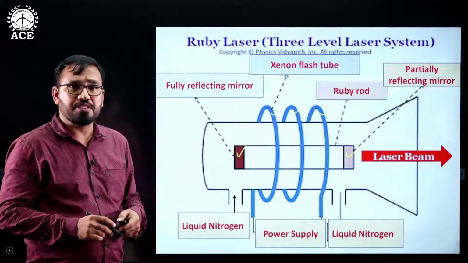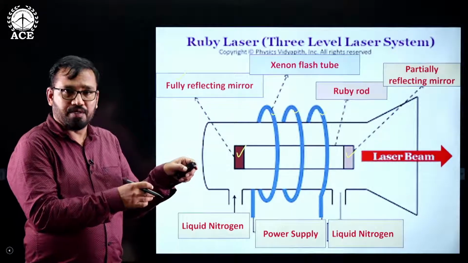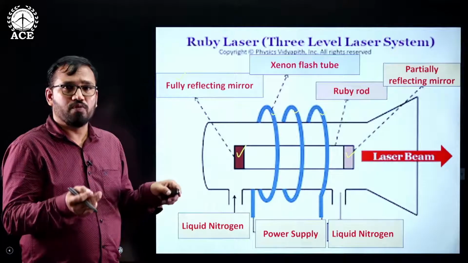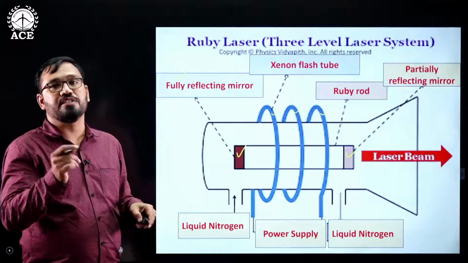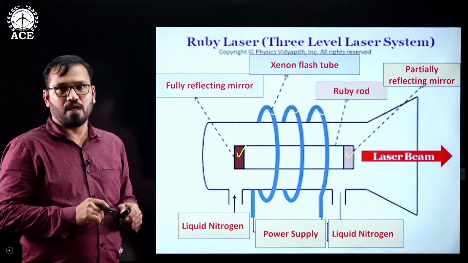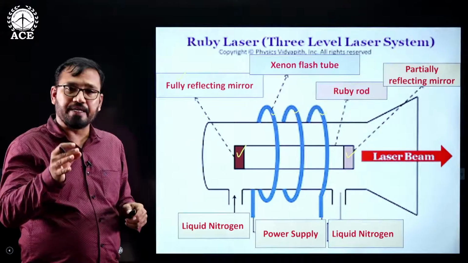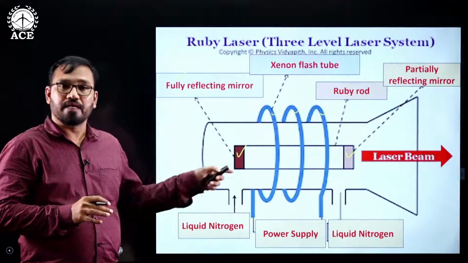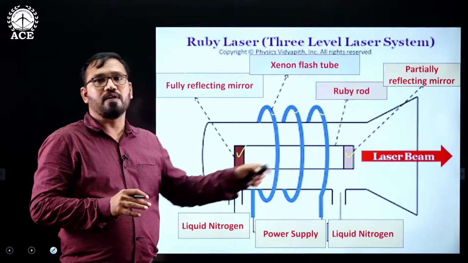Whenever the laser emits from the device, it generates a high amount of temperature. So when it generates a high amount of temperature, it decreases the efficiency of the laser output. That means the efficiency of the laser that we are getting will be decreased. Who is decreasing the efficiency of the laser? The temperature generated during the emission of laser.